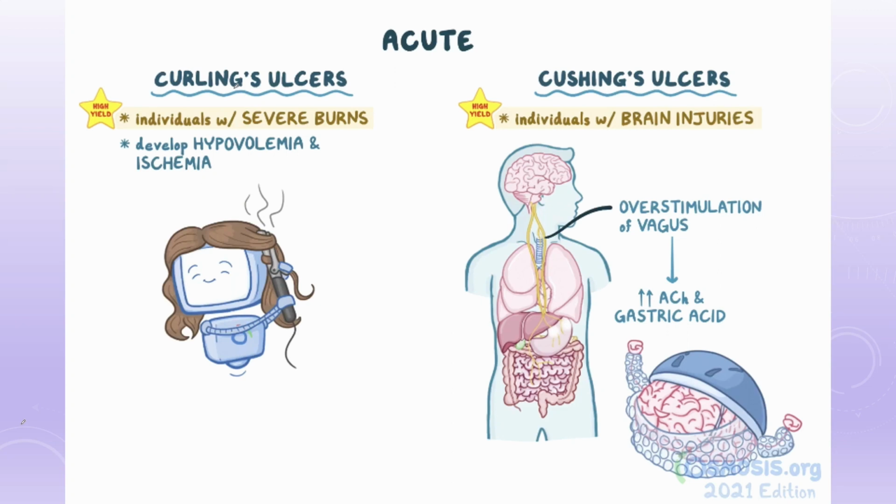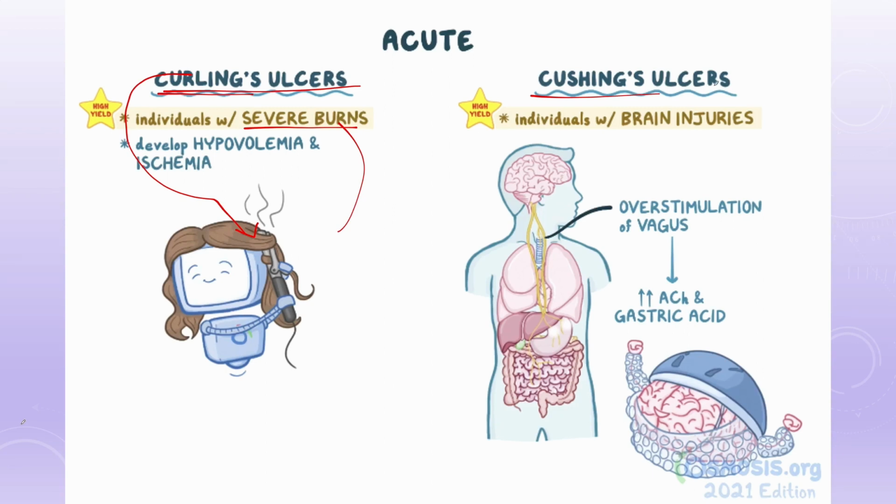So there's two that tend to pop up. One is Curling's ulcer and the other is Cushing's ulcer. Now, Curling's ulcer tends to happen in patients with severe burns. And that is because with severe burns, you get this massive hypovolemic shift, and that tends to cause ischemia in the stomach. And so when you get ischemia in the stomach, you get inflammation in the stomach, you get gastritis, and eventually can get these ulcers. And the way that Osmosis likes to help you remember it, which I think is really cute, is a curling iron burns, right? So you get severe burns.